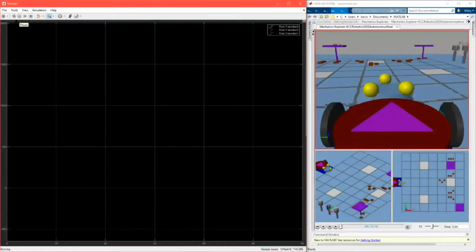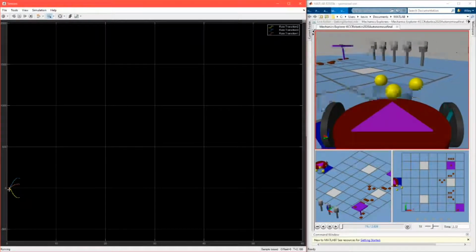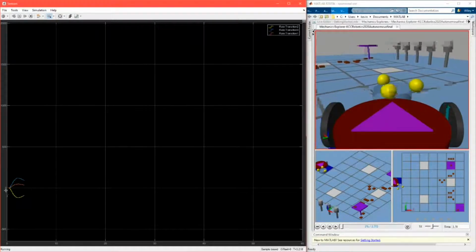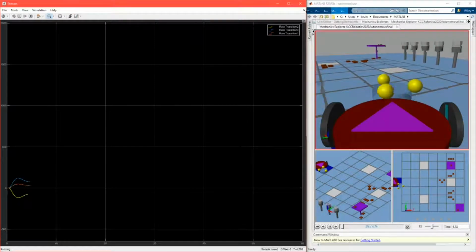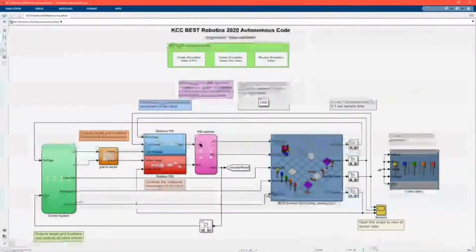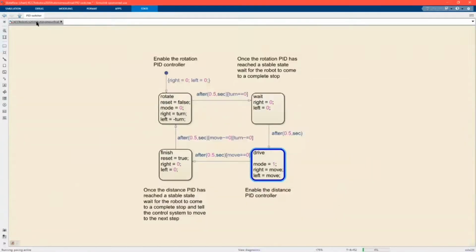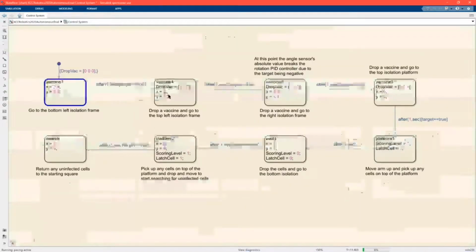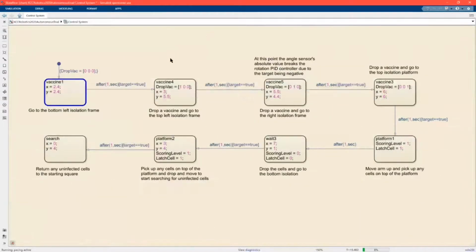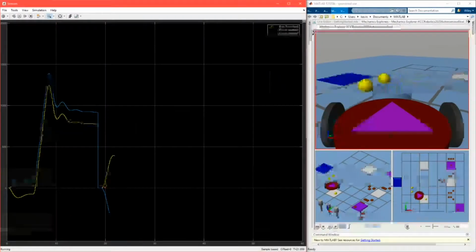Running the simulation, we can see the robot rotating with sensors displayed on the left, yellow being the right encoder, blue being the left encoder, and orange being the angle sensor. As the robot reaches its target angle, the PID switcher changes to drive mode, and the robot goes toward the isolation frame. Upon reaching the target, the control system moves on to the next step, dropping the vaccine.